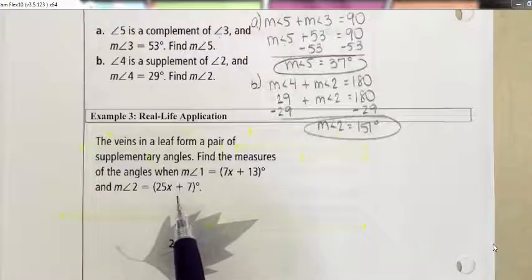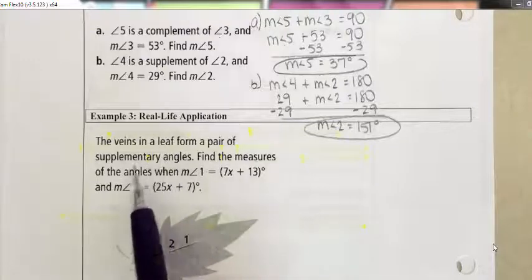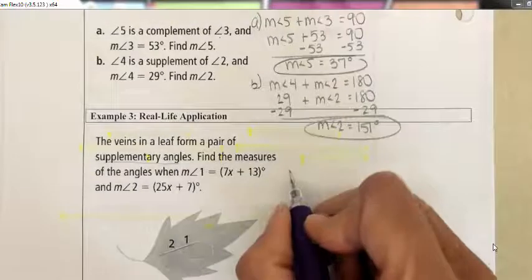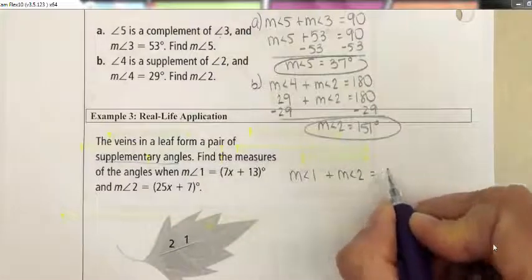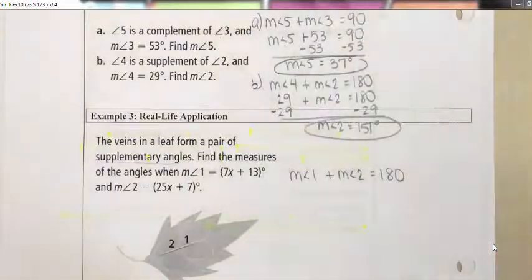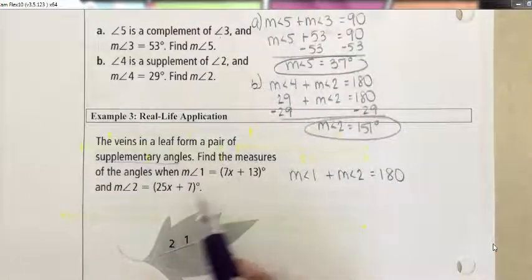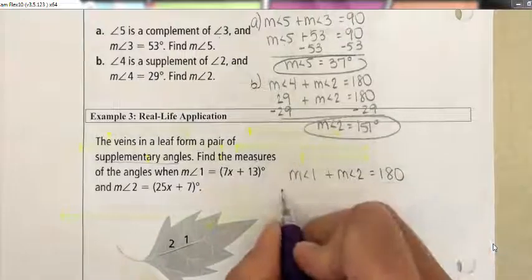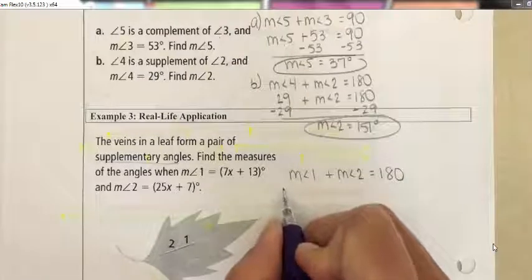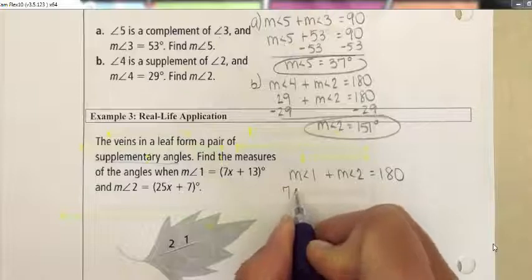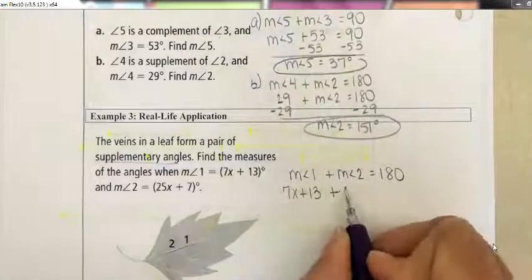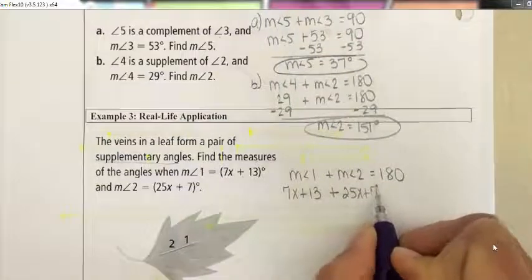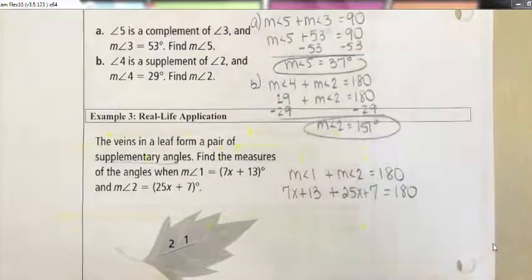And this is why we set up equations, because we know that angle 1 and angle 2 are supplementary angles. So measure of angle 1 plus measure of angle 2 is equal to 180 degrees because they're supplementary. And now I can't really do this in my head. I know that this plus this equals 180. So I'm going to set up an equation and then solve that equation for x. So the measure of angle 1 is 7x plus 13. The measure of angle 2 is 25x plus 7. And all together, that's 180.